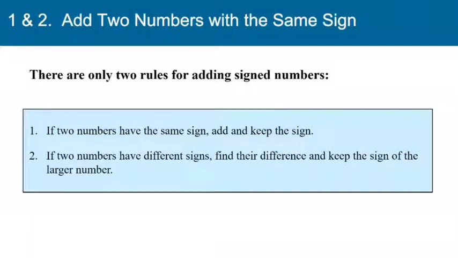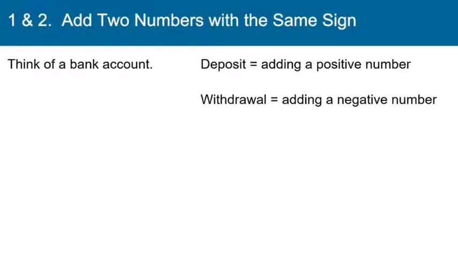So to get started with this, let's think about a bank account. We're going to work with an imaginary bank account, and whenever we make a deposit, that's going to be like adding a positive number, and whenever we make a withdrawal, that's going to be like adding a negative number. You might think a withdrawal would be like a subtraction, and you're exactly right, but just for this section, instead of saying subtract, let's say adding a negative number.